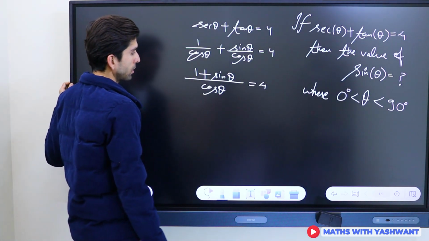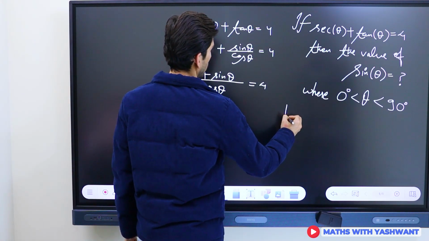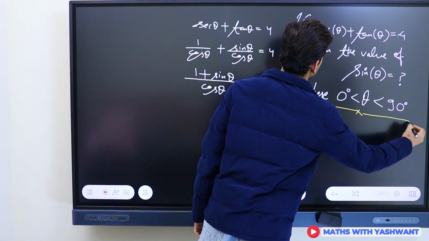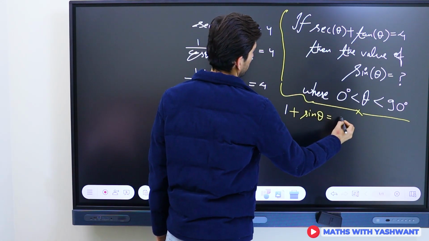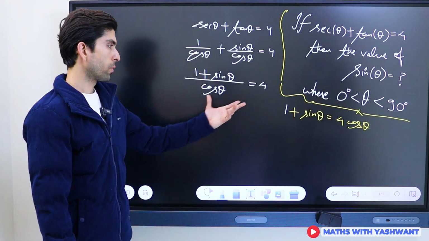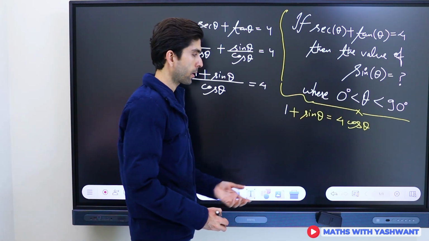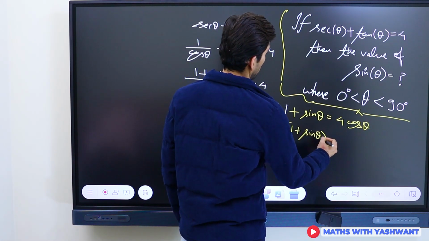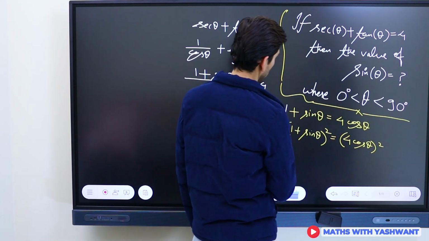Let's do the cross multiplication. If we cross multiply, we get 1 plus sin theta is equal to 4 cos theta. Alright, now we can do the squaring of both sides. Why we do the squaring, you will understand in a short while. So squaring, we get (1 plus sin theta) whole square is equal to 16 cos square theta.